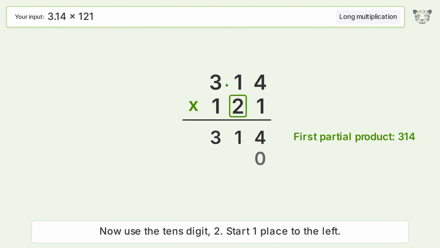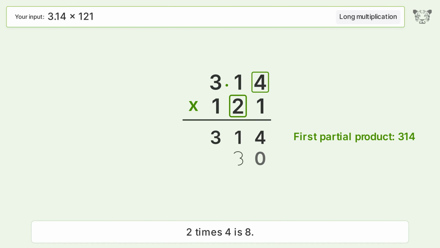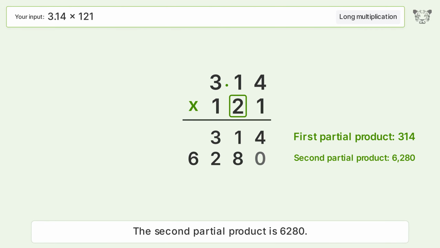Now use the tens digit, 2. Start one place to the left. 2 times 4 is 8. 2 times 1 is 2. 2 times 3 is 6. The second partial product is 6,280.